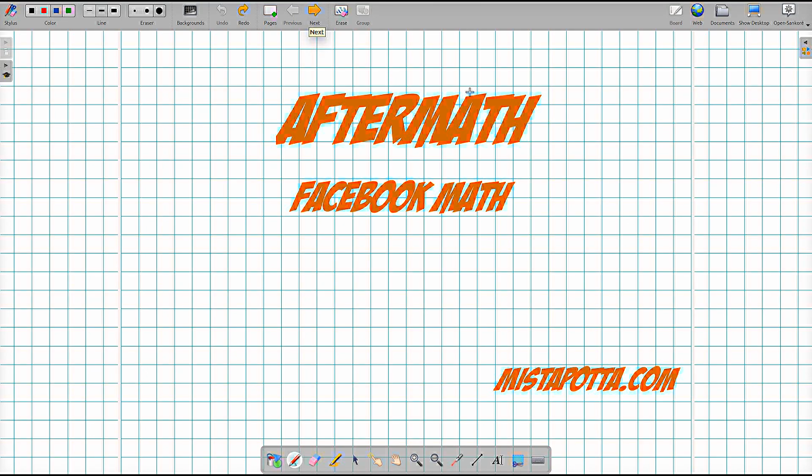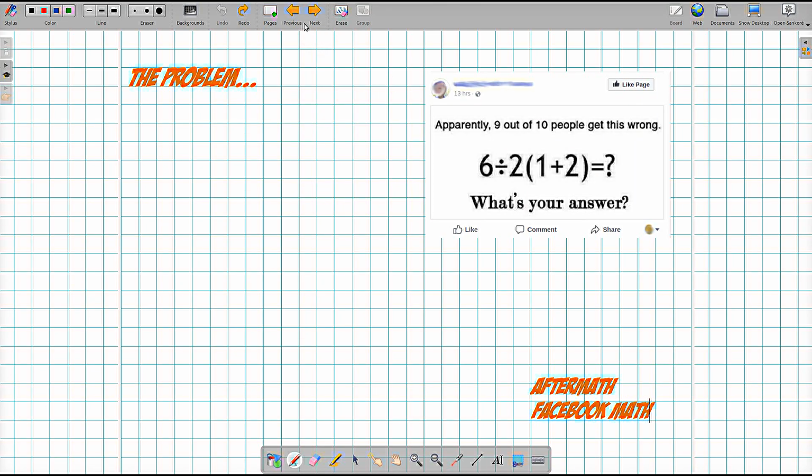Potter. Last week, the following problem came up on my Facebook feed, and it's been confusing a lot of people. Apparently, 9 out of 10 people get this wrong, according to Facebook, if you believe that. Obviously, 1 plus 2 is 3, and most people realize that they're going to do the parentheses first. The question is, what do you do next?